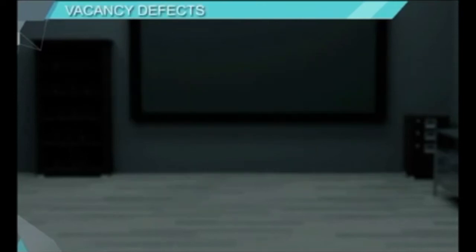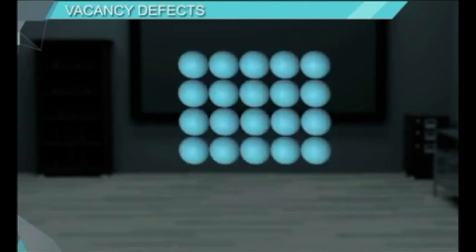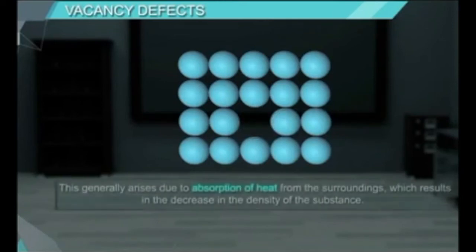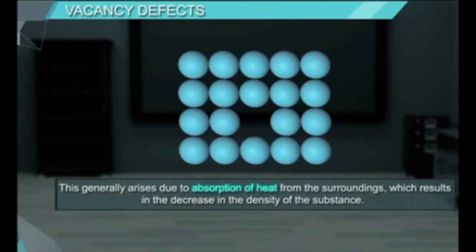Vacancy defect. In a crystalline solid, if some of the lattice sites are vacant, the crystal is said to have vacancy defect. This generally arises due to the absorption of heat from the surroundings, which results in the decrease in the density of the substance.